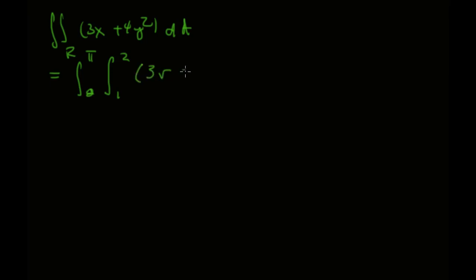I'm taking the double integral over R of (3x + 4y) squared dA. That should be the integral from 0 to pi, because I'm only going halfway around the circle, times the integral from 1 to 2. That's the change in theta, and that's the change in the radius. So this is going to give me 3r cosine theta plus 4r squared sine squared theta, times r dr d theta.